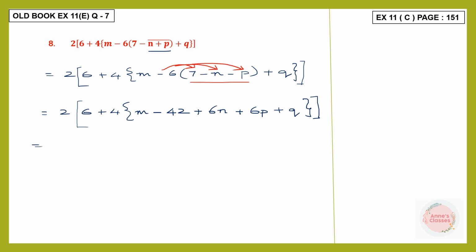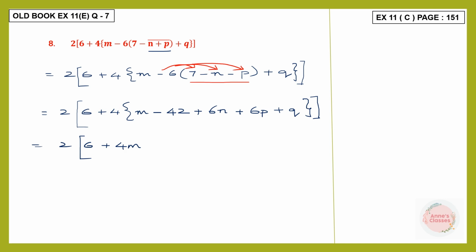So let's write 2 into 6 plus 4 into, now inside, let's see what we can do inside. As you can see, they're all unlike terms, so we can't simplify. That means we're going to multiply straight away with 4, 4 into each term inside. That means first we have to do 4 into m. So let's remove this and write that 4 into m is 4m. So plus 4m. So we finished with that.